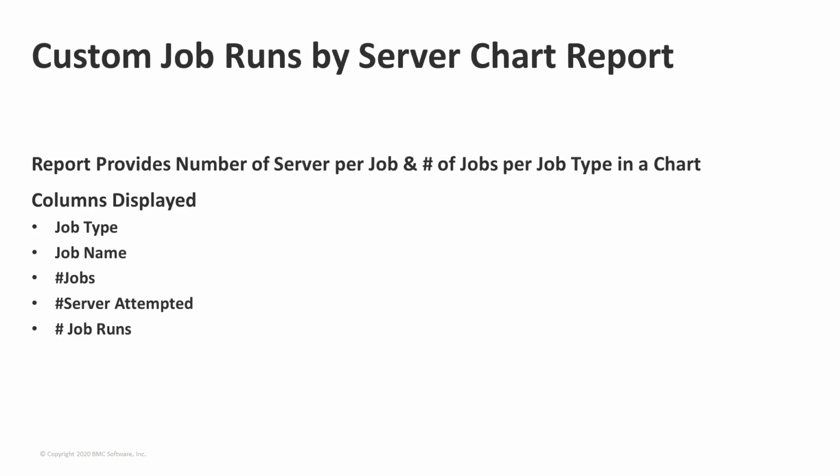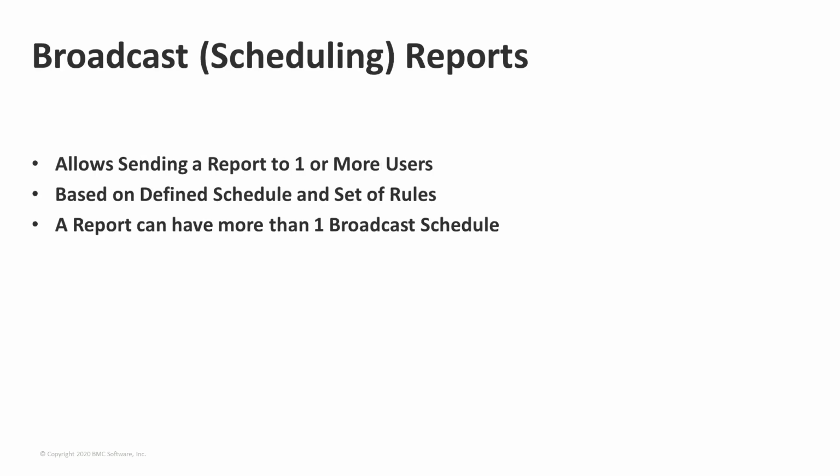Custom job runs by server chart report. This report provides the number of servers per job and number of jobs per job type in a chart. Columns displayed in this report: job type, job name, number of jobs, number of servers attempted, number of job runs attempted. Broadcast reports. Scheduling reports allows sending a report to one or more users based on the defined schedule and set of roles. A report can have more than one broadcast schedule.